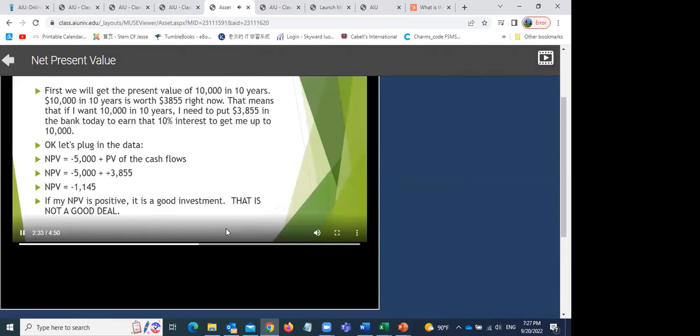Negative 1,145 is the net present value. If the net present value is positive, it's a good investment. This is not a good deal. I could just put my money in the bank and get my money back in 10 years. So this is not a good investment. I put 3,855 in the bank and I get 10 grand in 10 years. Why should I give him 5 grand, right?